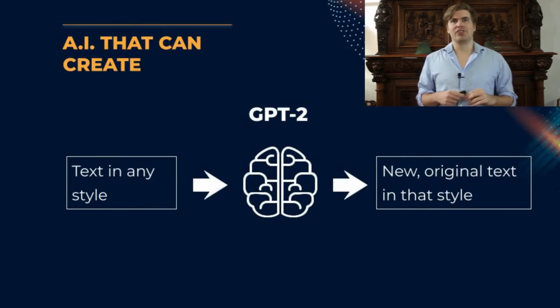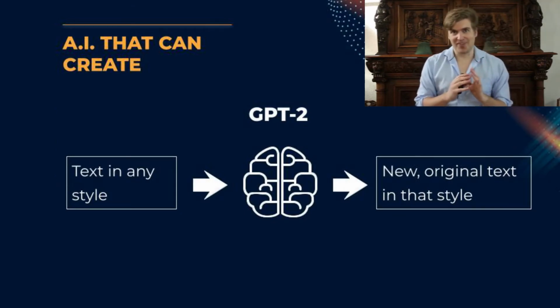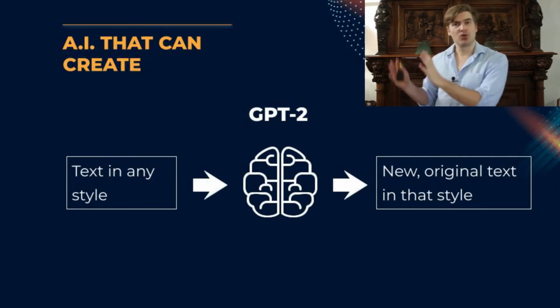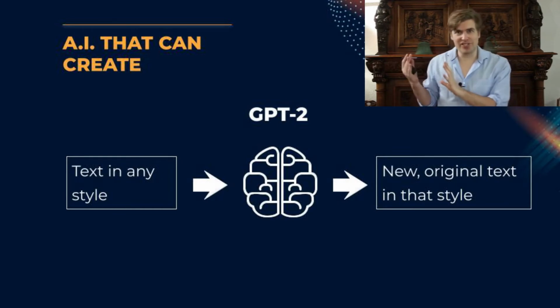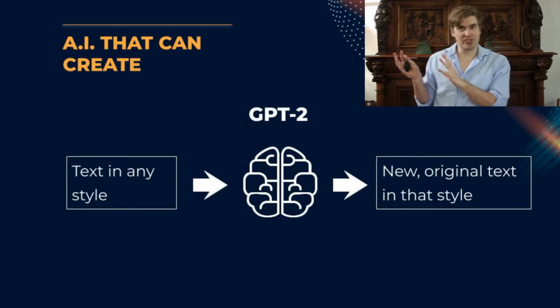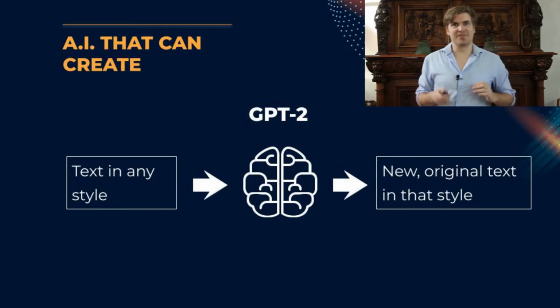Okay, so how this works is you take text in any style, and then you put it into GPT-2, and then GPT-2 creates new original text in that style. It may not even use the same words. It may use different words entirely or different sentences, but it is creating something new in the style of the input that you gave it.